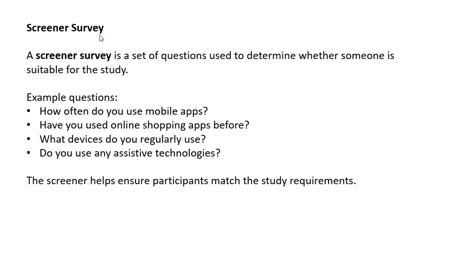And screener surveys are a set of questions used to determine whether someone is suitable for a study. Example questions are: How often do you use mobile apps? Have you used online shopping apps before? What device do you regularly use? Do you use any assistive technologies? The screener helps ensure the participants match the study requirements.